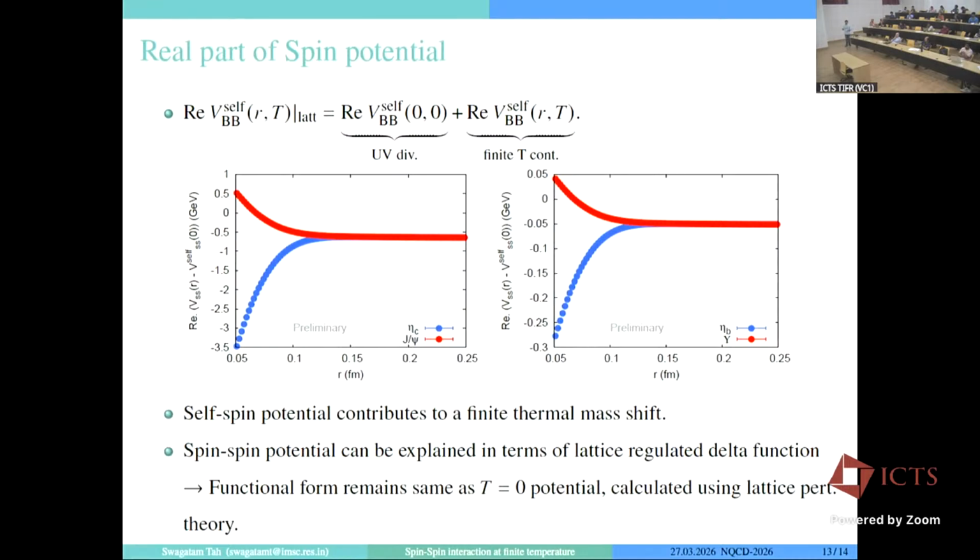This result doesn't change at finite temperature, only this mass shift is there. This comes down to 50 MeV. But the nature of the potential remains the same as the zero temperature result.